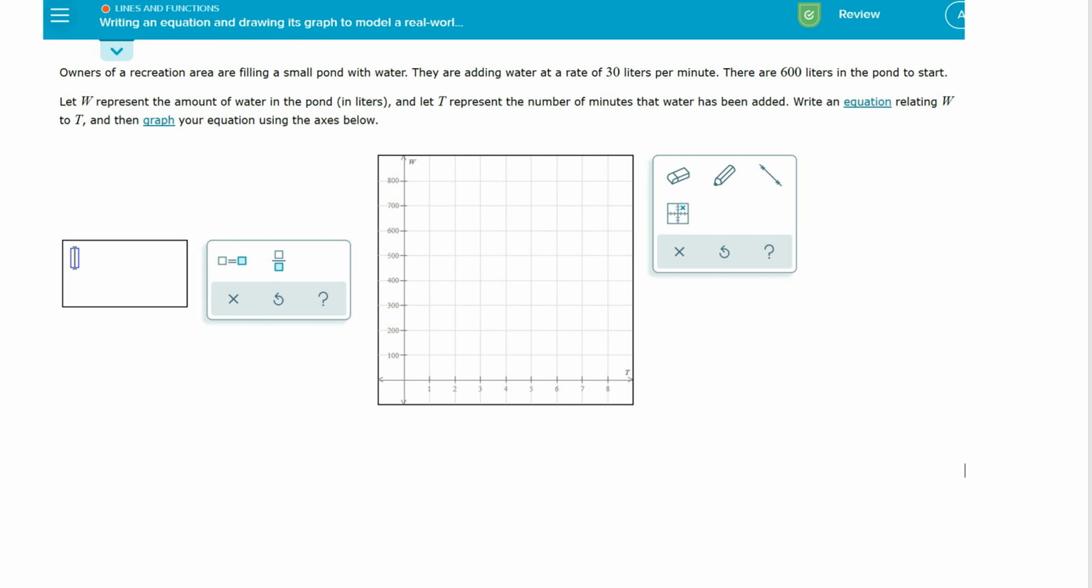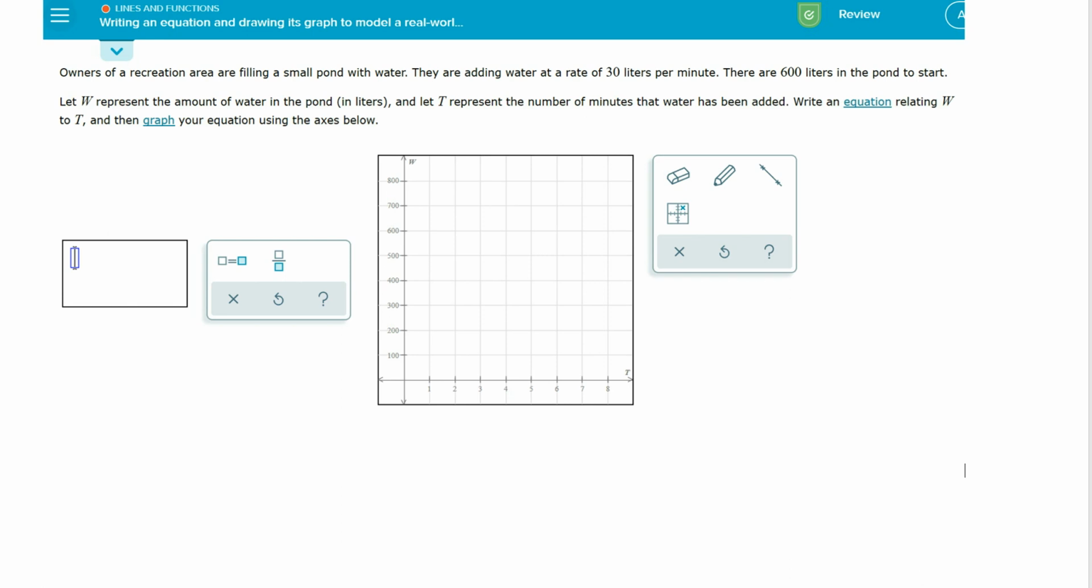Let W represent the amount of water in the pond in liters, and let T represent the number of minutes that the water has been added. Write an equation relating W to T and then graph your equation using the axis.